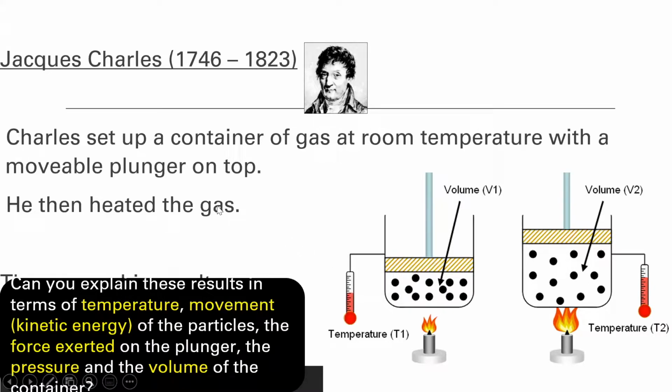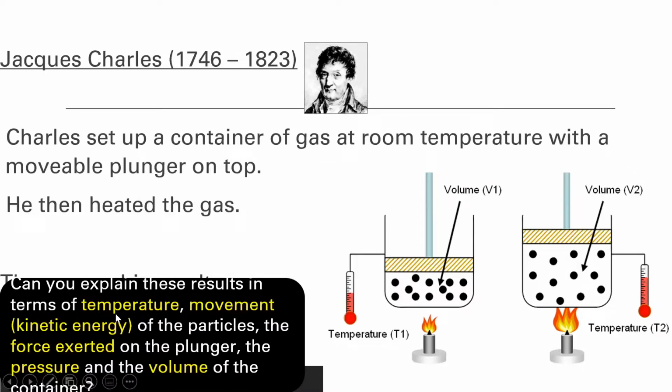So he then heated the gas. Let's see what happened. That's the original temperature one, so that's room temperature, probably about 20 degrees, something like that, depending on the time of year. He heated it up and the gas expanded. So explain the results in terms of temperature, movement and kinetic energy.